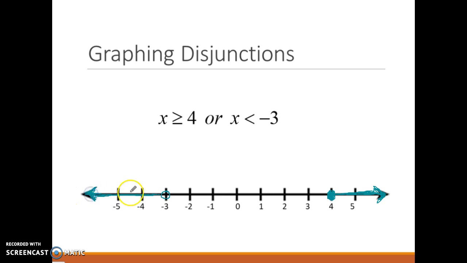So you can see now for my disjunction, the inequalities are in opposite directions. By this "or," my solution just has to fit one of them. So negative 5 is not greater than or equal to 4, but negative 5 is less than negative 3, so negative 5 is a solution. So anything here or here would be a solution to this disjunction.